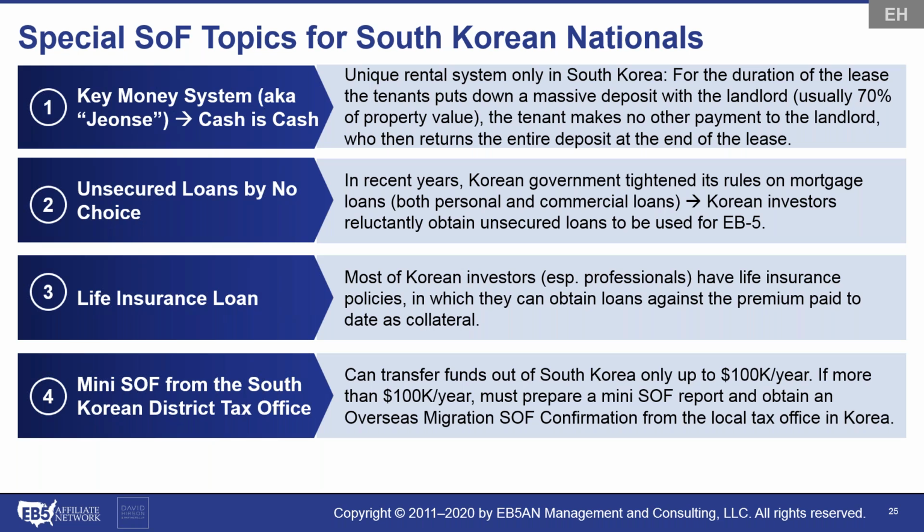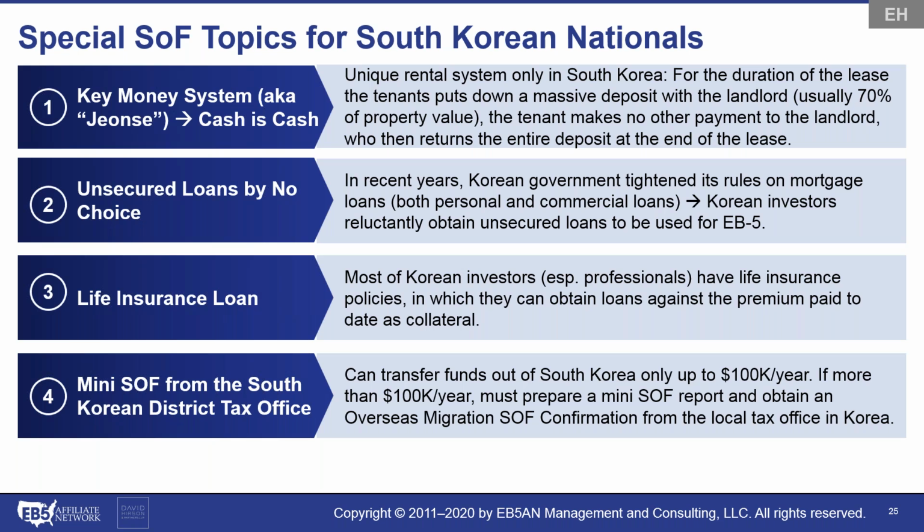Number three, a lot of Korean investors, especially professionals like doctors and surgeons, have many different life insurance products and portfolios as part of their investments, and it becomes a very common source of EB-5 funds, because it's a very clean transaction. They show all the premiums paid over the years, so they can get loans against the premiums paid to date as collateral. So that life insurance loan is another very popular source of funds for South Koreans.